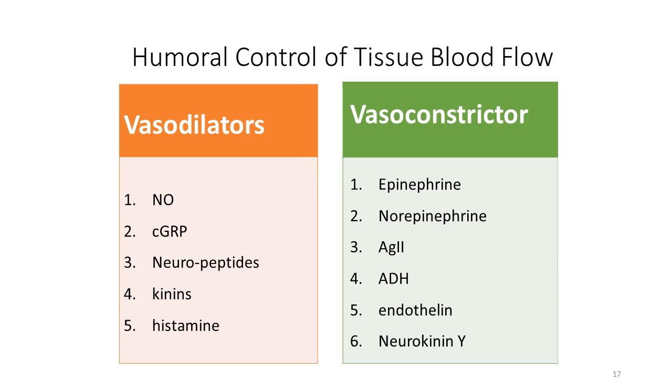So these are the basics of humoral control of blood flow, and some drugs activate these agents or inhibit these agents by acting on their receptors and producing a vasodilatory or vasoconstrictory effect. We have many angiotensin II or ACE inhibitory drugs, epinephrine or norepinephrine inhibitory drugs in the clinic.